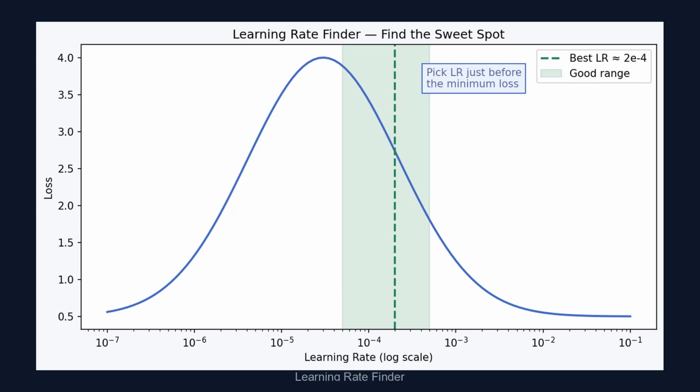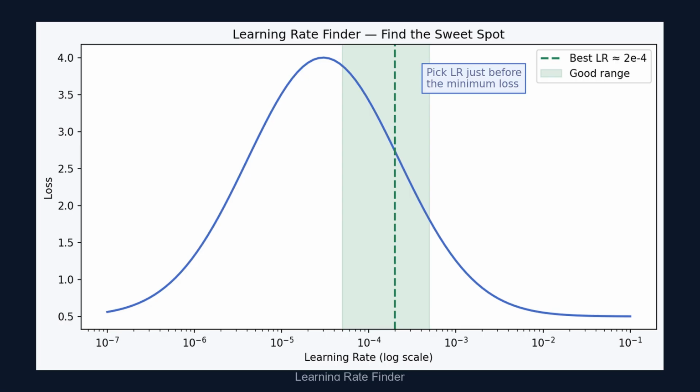The learning rate finder sweeps through a range of learning rates on a log scale and plots the resulting loss at each value. The loss decreases as the learning rate increases up to a point. Then it bottoms out and starts climbing sharply as the rate gets too high and training destabilizes. The optimal learning rate sits just before that minimum, around 2E4 in this example.